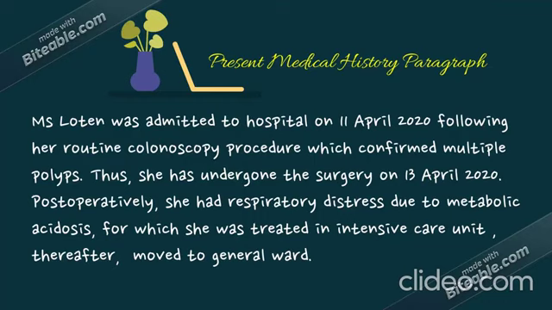Then we will write about the complications post-operatively, what all happened to her postoperatively. She had respiratory distress, but presently she doesn't have respiratory distress, though she is dependent upon oxygen. So we can write: she had respiratory distress due to metabolic acidosis, for which she was treated in the intensive care unit. Thereafter, she was moved to the general ward. Here there is no need to mention the date, but we can just sum up what the complications were and what we did.